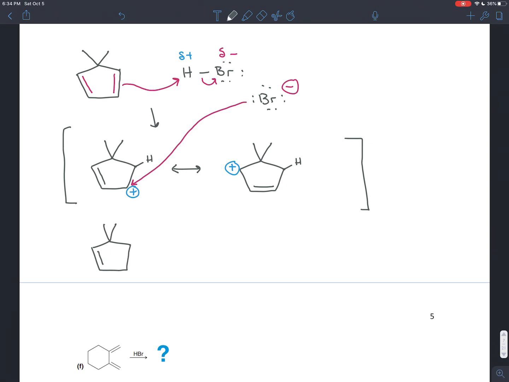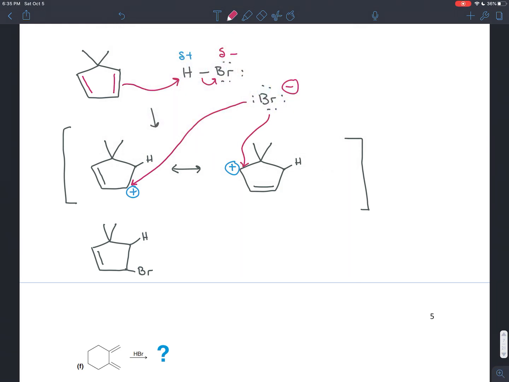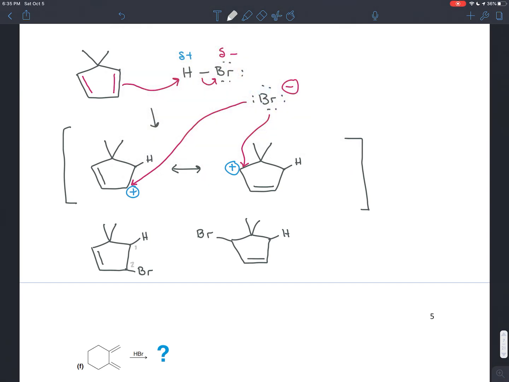And if that happens, then you would get this product. Or the bromine can attack the other electrophilic center, which is that carbon there. And in that case, you would get this product. And so those are the two products you would get from this reaction. Notice in one case, the hydrogen and the bromine are right next to each other. That's the 1,2 product. In the other case, they're on carbons number 1 and 4. So that's the 1,4 product. So these two products, the 1,2 product and the 1,4 product, are the products you get from this reaction.